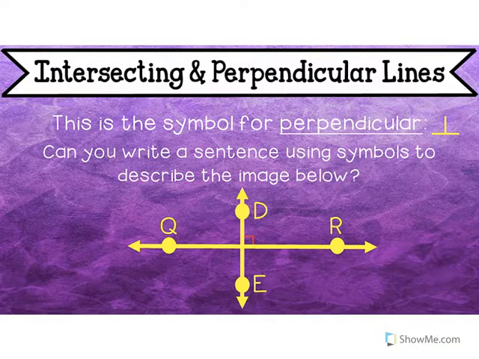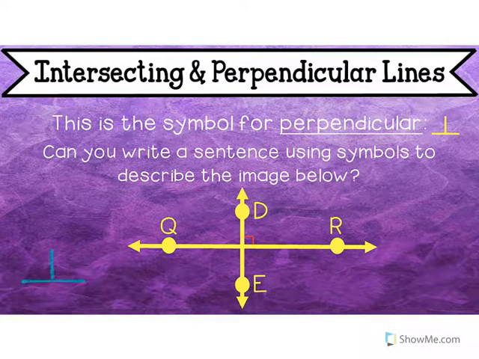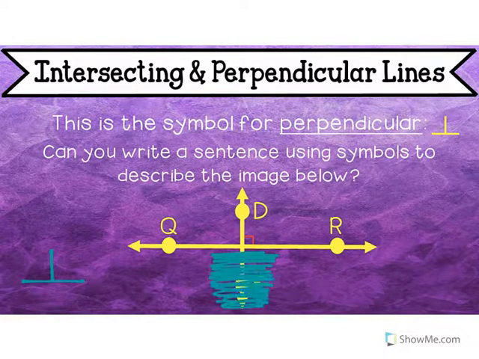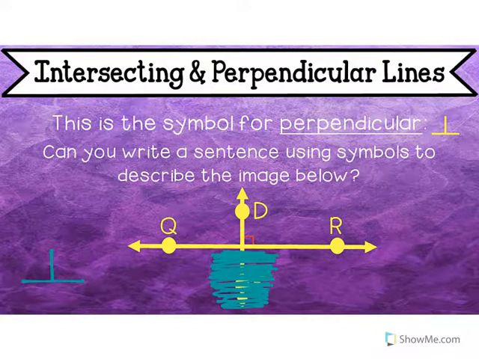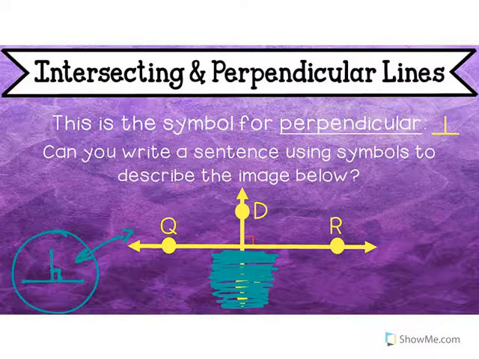Okay? The symbol for it is like an upside down T. Why do you think we use this? Well, look. If I covered this part up, don't these look similar to each other? Yeah, they do. I created perpendicular lines just like that. Okay, so that's why we use this symbol. It looks like a perpendicular line.